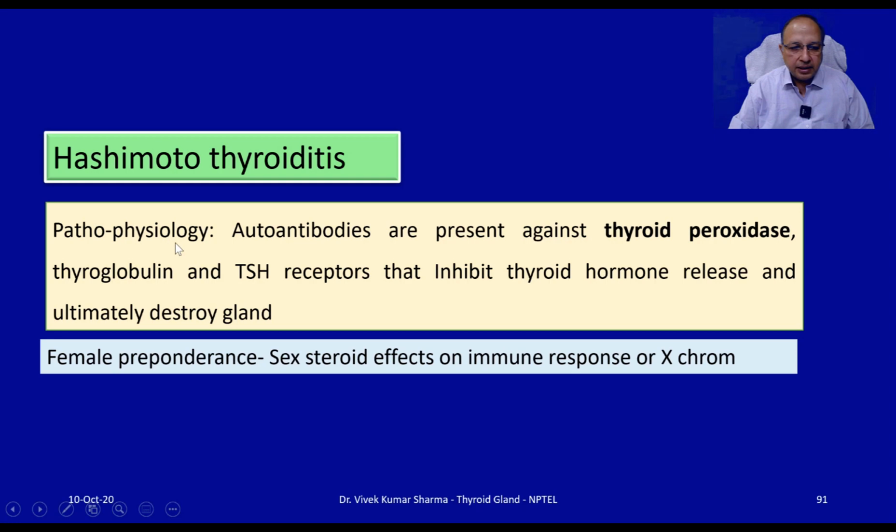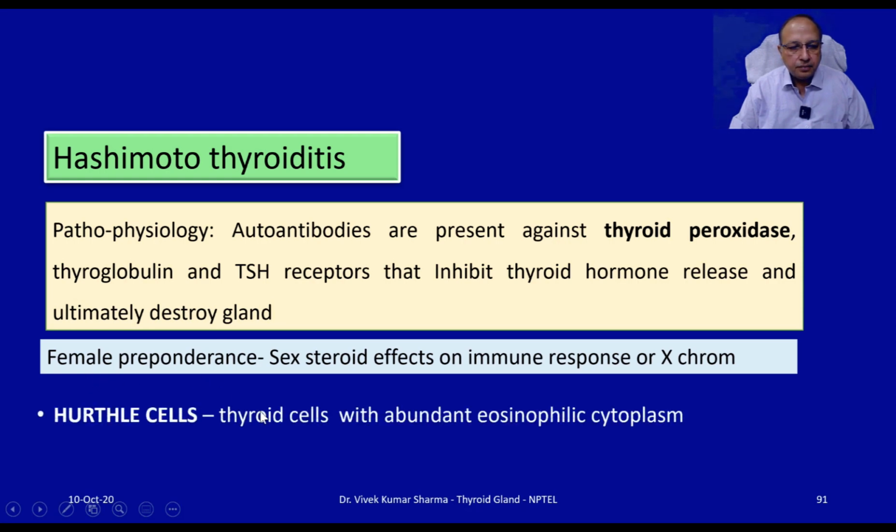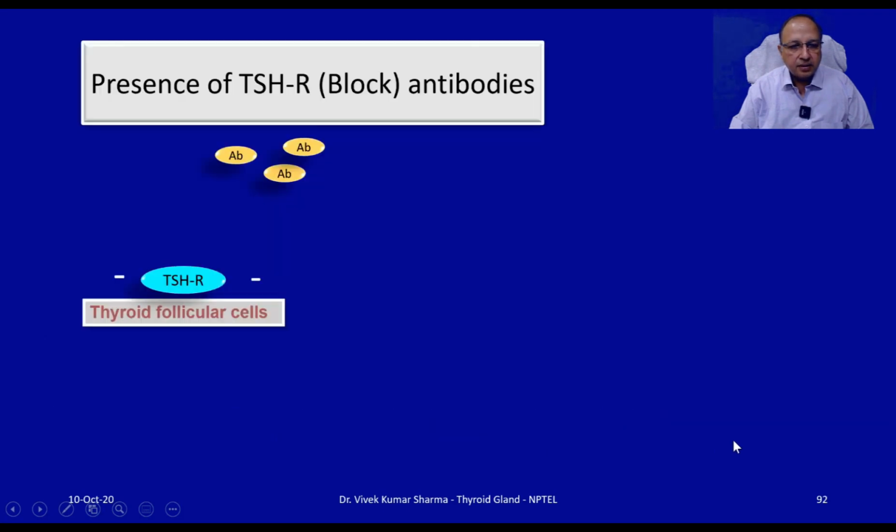The pathophysiology is that autoantibodies are produced against the thyroid peroxidase enzyme, thyroglobulin, and the TSH receptors. Therefore, thyroid hormone release is inhibited, even the synthesis is inhibited, and there is ultimately destruction of the gland. There is a female preponderance. There is presence of Hürthle cells, which are thyroid cells with abundant eosinophilic cytoplasm. That is one of the characteristic features.